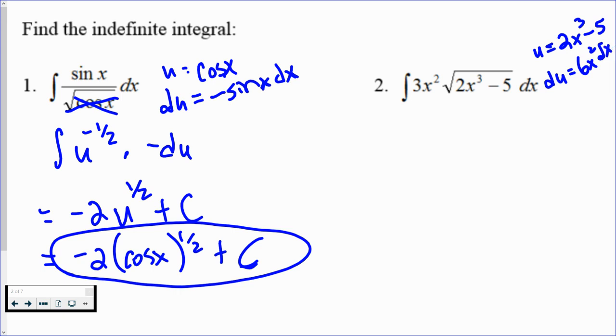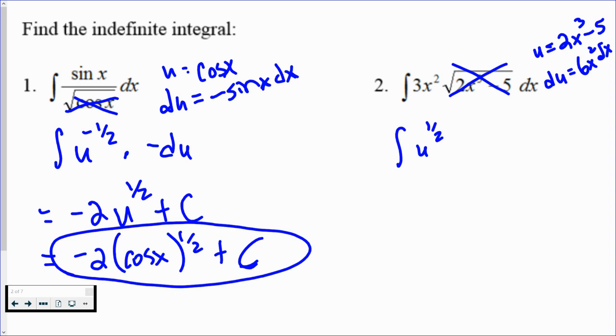All right, next thing we want to do is rewrite this integral in terms of u. So let's think about what we have. The easiest thing to deal with is always the actual u. So that's our square root of 2x cubed minus 5. If u is 2x cubed minus 5, then that piece represents the square root of u, which we could write as u to the 1/2. Now we've taken care of this piece. That's what u to the 1/2 represents.